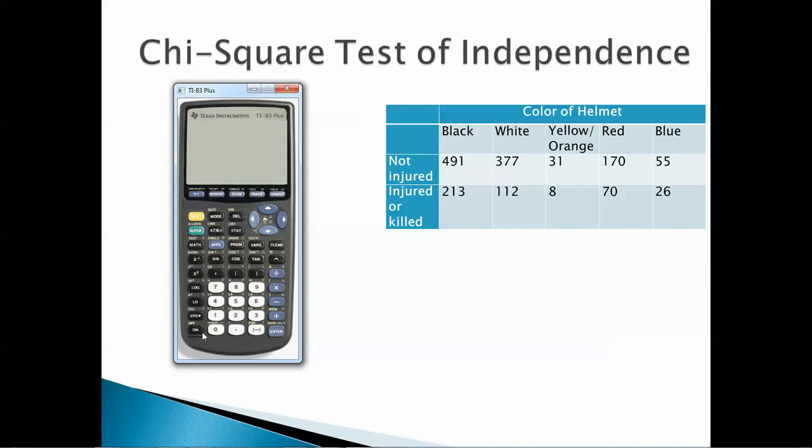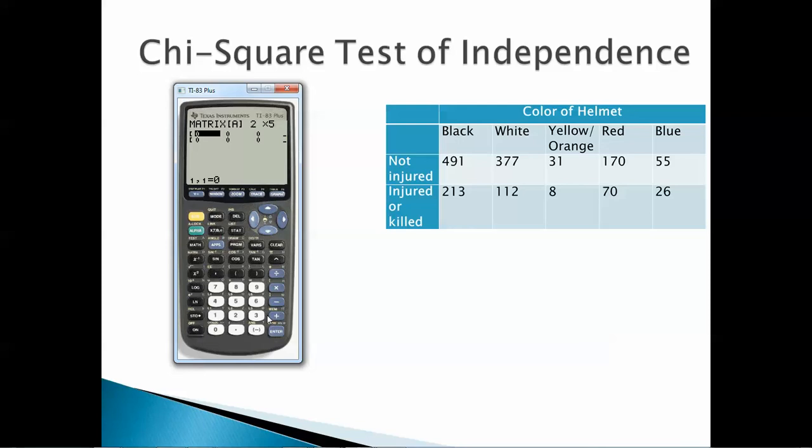Okay, let me show you how we do this. So we turn the TI on, press stat, press matrix, and then we got to get edit. So edit. So we're going to put stuff in matrix A. A is a 2 by 5 matrix, so 2, enter, 5, enter.